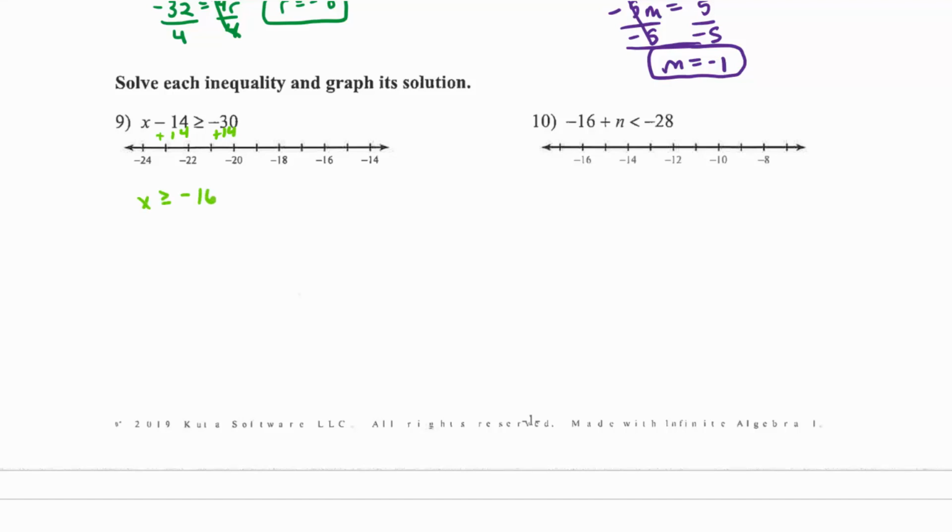X is greater than or equal to -16. That is part of my answer. Even if I graph it correctly, if I don't have that answer, then it's not completely right. Because solving this, we want to show it both ways.